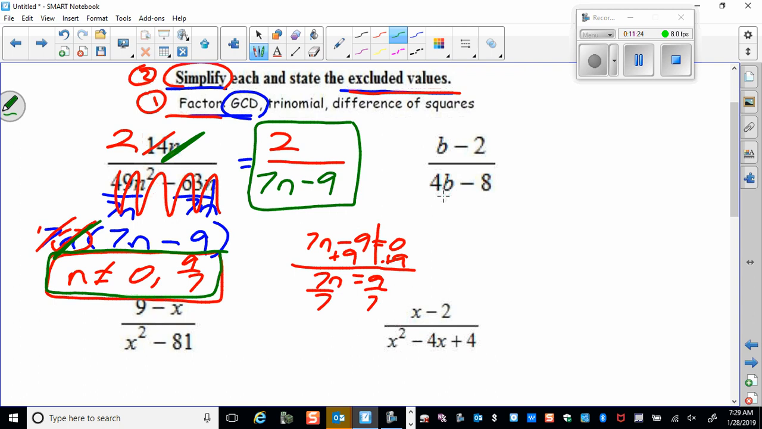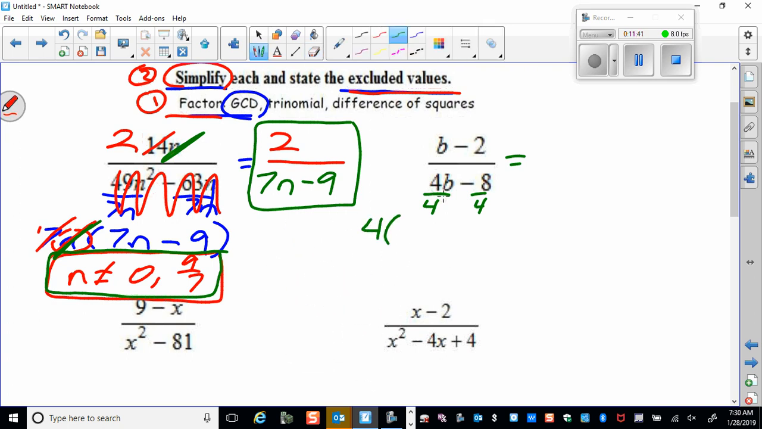All right, so now coming to the next one, I've got b minus 2, which I cannot factor at all, so I'll just leave that. But 4b and 8 have a common factor of 4. So I'm going to factor out the 4, and I'll divide, so I get b minus 2. That's now turned into this, right?